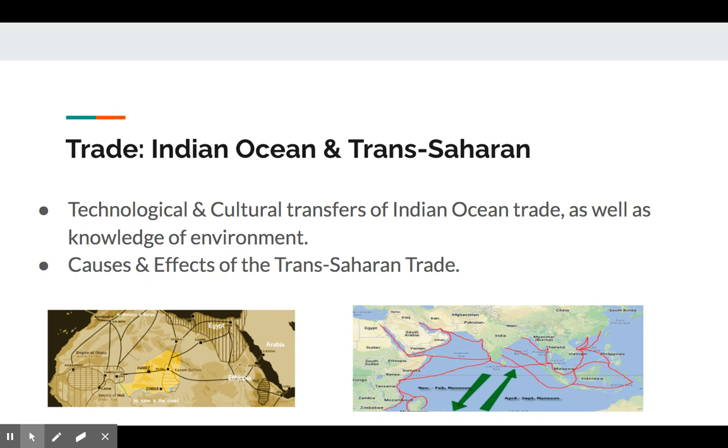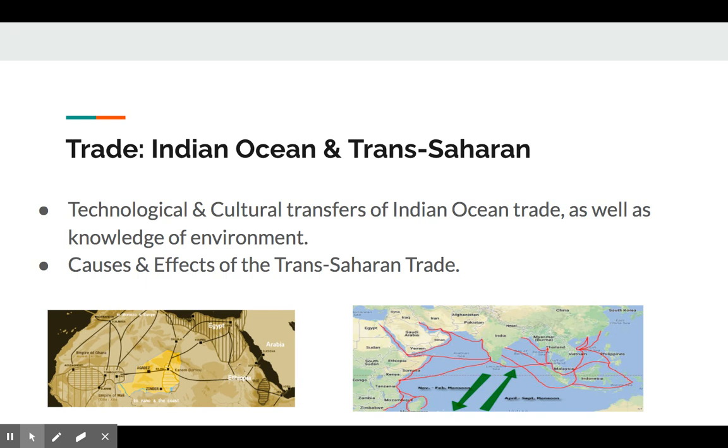Two of them that we focused on were the Indian Ocean and Trans-Saharan trade routes. We talked about the technological and cultural transfers of the Indian Ocean trade, as well as knowledge of the environment. Some of the cultural transfers would have been the spread of Islam and Buddhism, and the tech transfers would have been some of the sailing techniques that were exchanged along that route. And of course, they had to have knowledge of the monsoon winds because much of that trade was seasonal as a result of their knowledge of the winds.